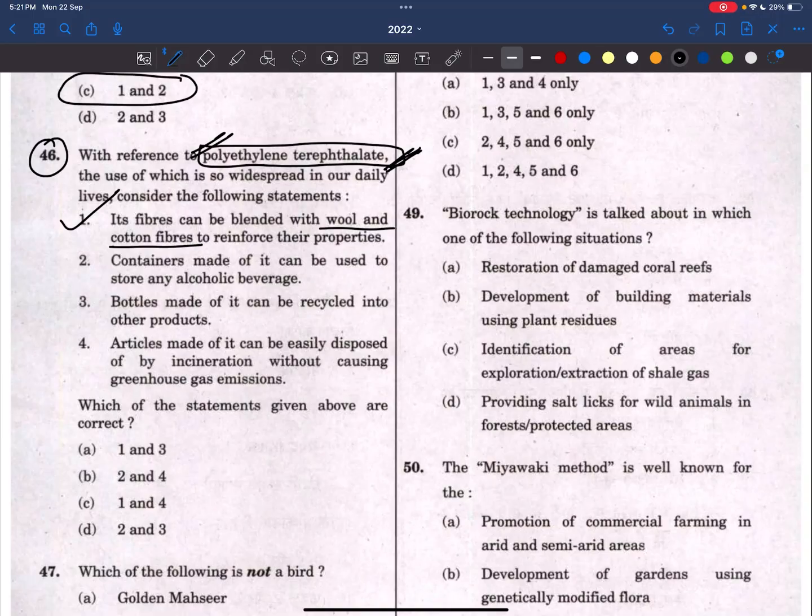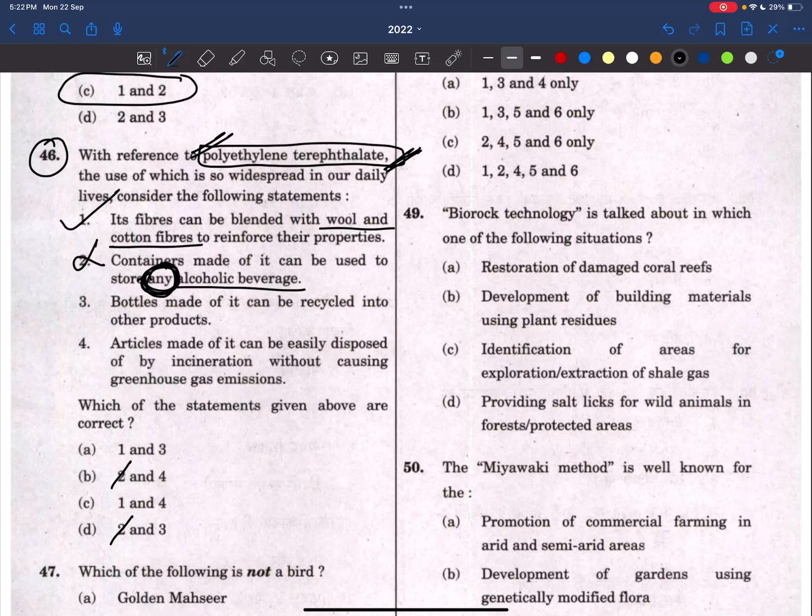Now see, containers made of it can be used to store any alcoholic beverages. Now friends, usually alcoholic beverages are not stored in plastic bottles or these types of polymers, okay, because they can dissolve these polymers. So this is true. Here, "any" you can take as an extreme statement. Okay, in this also you can eliminate. So 2 is wrong. We know 1 is correct.